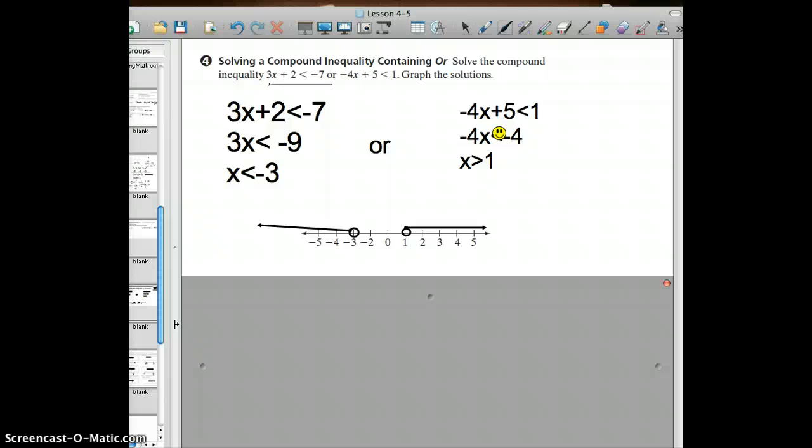I would like to leave you with this thought. What happens in an and situation when there's no overlap? Second question to think about: what happens in an or situation when the inequalities come together?